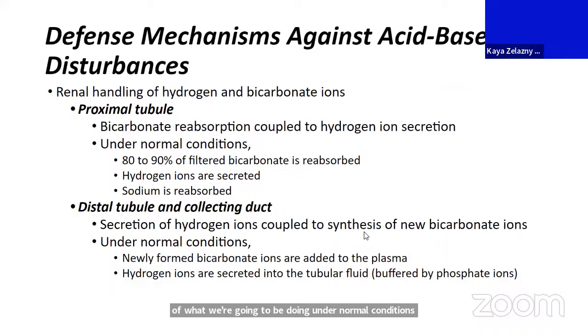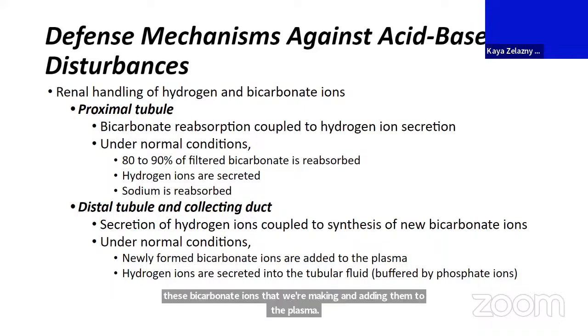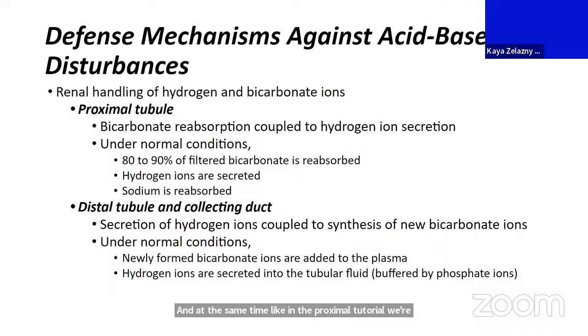So we were reabsorbing bicarbonate in the proximal tubule. Bicarbonate that was already in your plasma got filtered into the nephron, and we reabsorbed it, just taking it back. In the distal tubule and the collecting duct, we're going to be converting some stuff into new bicarbonate ions that we then take into the blood. So under normal conditions, we are adding these newly made bicarbonate ions to the plasma. And at the same time, like in the proximal tubule, we're going to be secreting some hydrogen ions. Hydrogen ions are going to go out of your cells and then out of the body in the distal tubule and collecting duct.